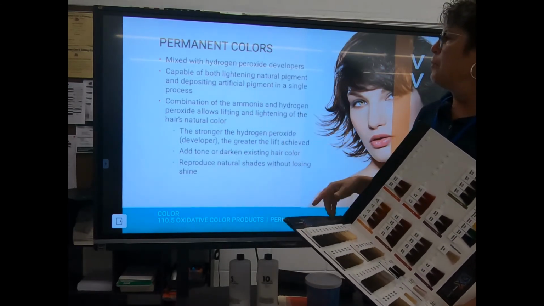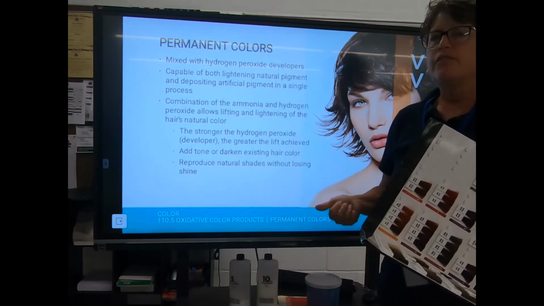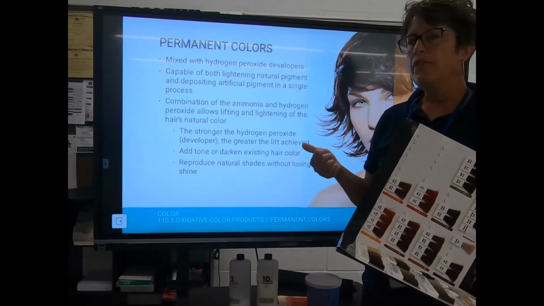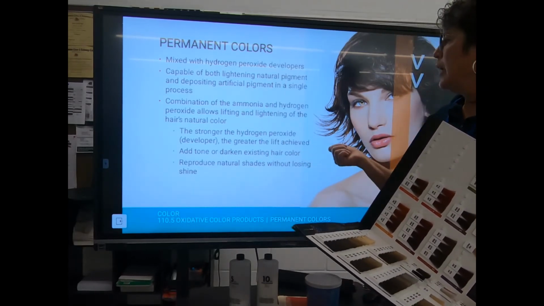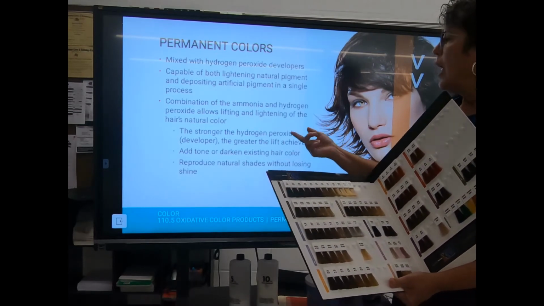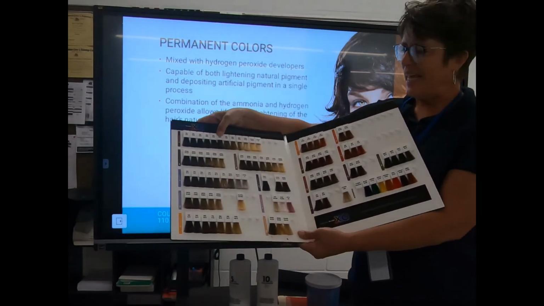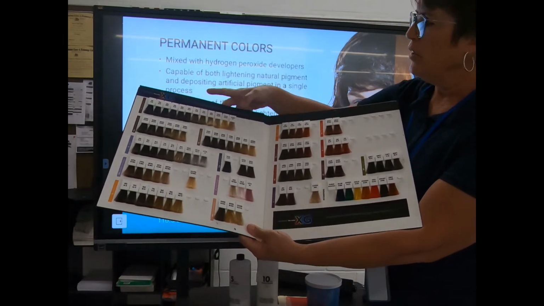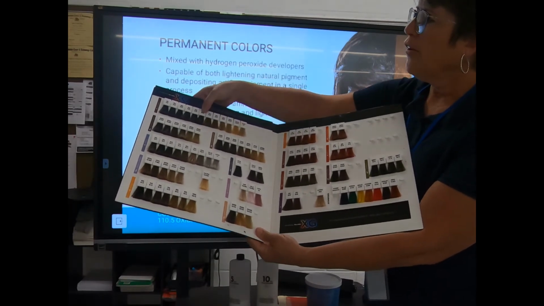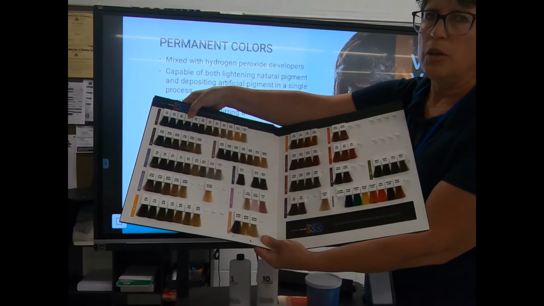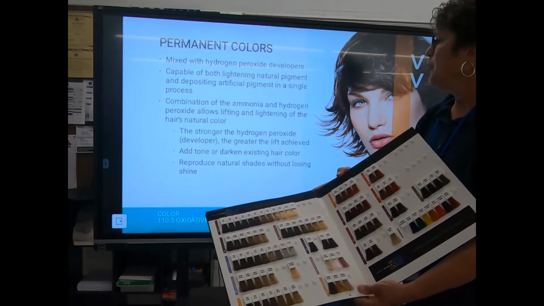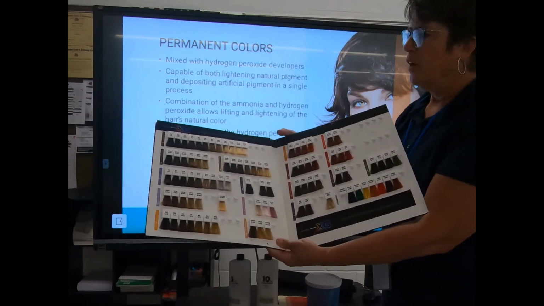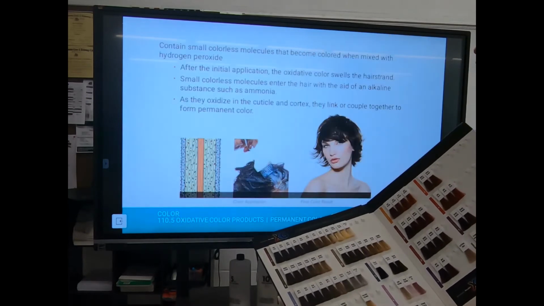All right, the combination of the ammonia and the hydrogen peroxide allows for the lifting and lightening of the hair. The stronger the developer, the more lift you get. You can add tone with permanent color and darken. So I could go from a 6N to a 6C and become much redder. I'm adding tone. Or I could go from a 6N to a 4N and darken the person's hair. And I can reproduce natural shades without losing shine. This will work very well. All right, and again, we're going to get into developers here in a second.